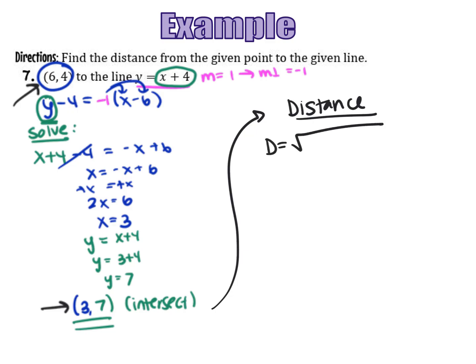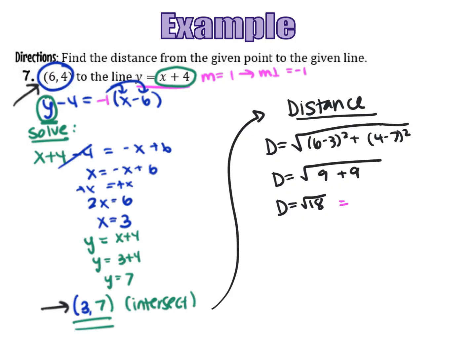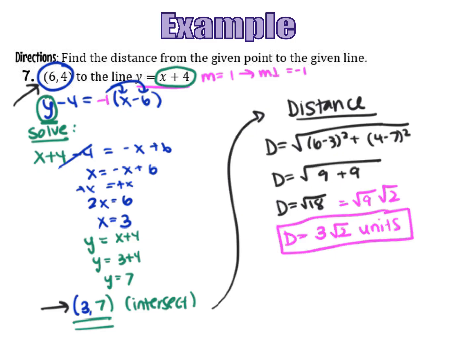Okay, if we set this up, we're going to get the square root of 6 minus 3 squared plus 4 minus 7 squared. This is going to be the square root of 9, since 6 minus 3 is 3 squared is 9. 4 minus 7 is negative 3. Negative 3 squared is also 9. So this is going to give me the square root of 18. We want to simplify this. 18 is the same thing as 9 times 2, and I'm picking that because I know that the square root of 9 is 3. So this can simplify to be 3 root 2.